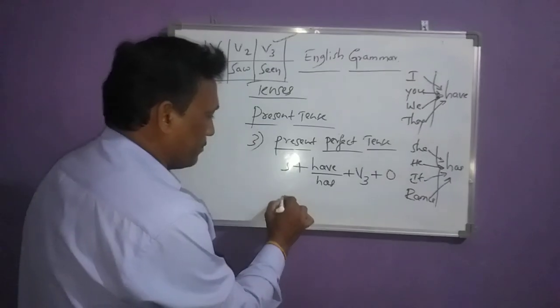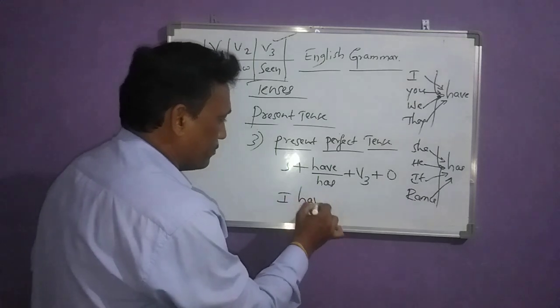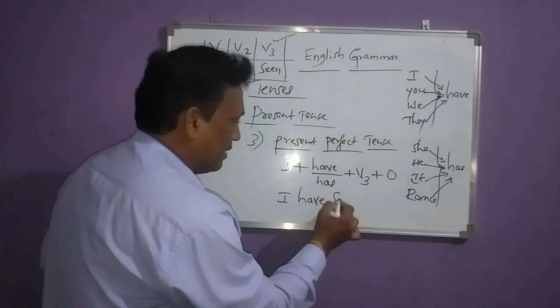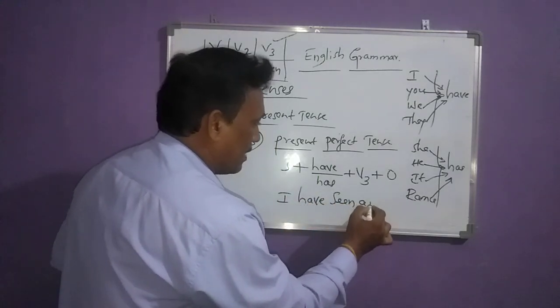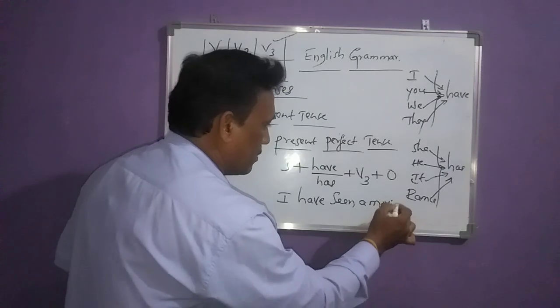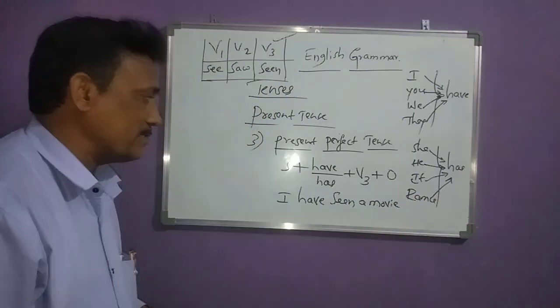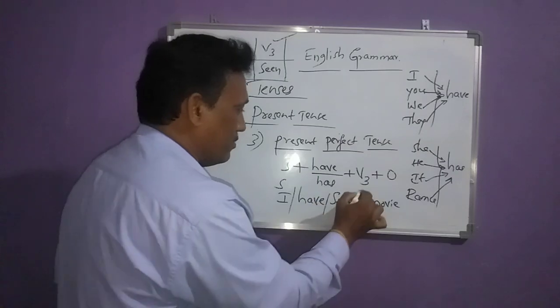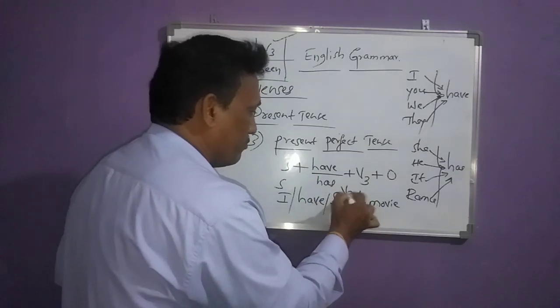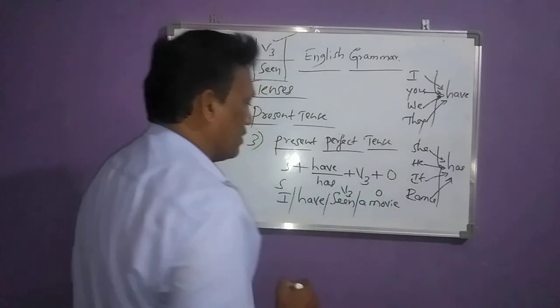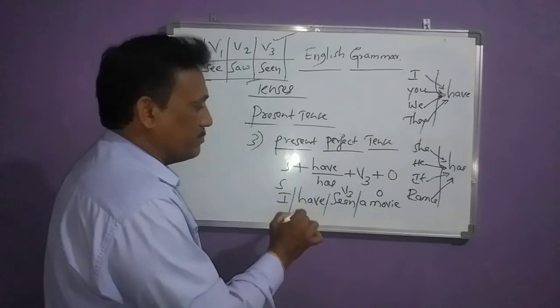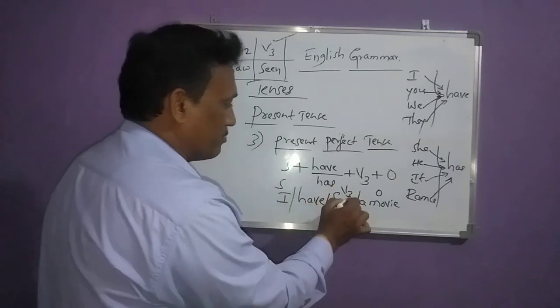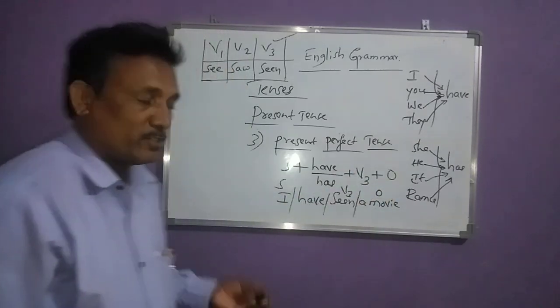For example, I have seen a movie. I have seen a movie. I is the subject. Have seen, this is V3. A movie is the object. So subject plus have plus V3 plus object.